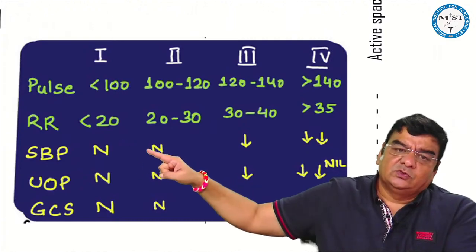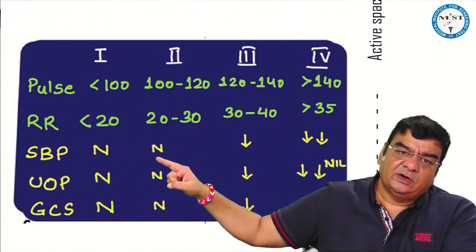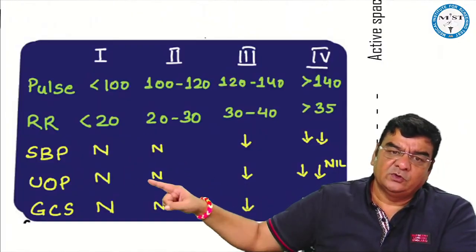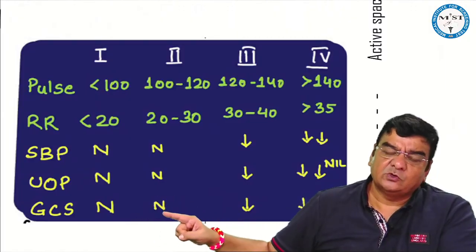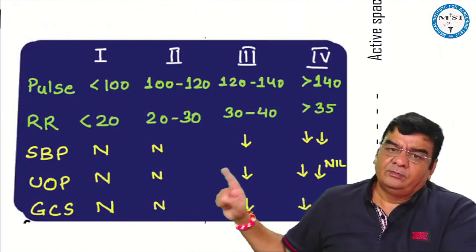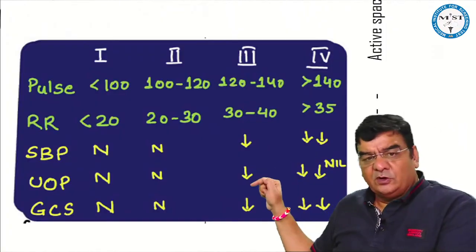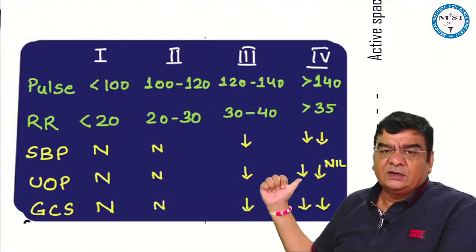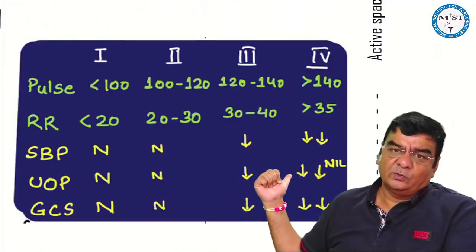In class 1 and class 2, 0 to 15 and 15 to 30, systolic pressure is normal. And if pressure in the pipeline is normal, sufficient fluid will be going to the kidneys, urine output will be normal, sufficient oxygen will be going to the brain, Glasgow coma scale will be normal. But with more than 30% of blood loss, when pressure in the pipeline starts decreasing, urine output and GCS will also start decreasing. And in class 4, they will markedly decrease. Urine output may almost be negligible in class 4 blood loss.